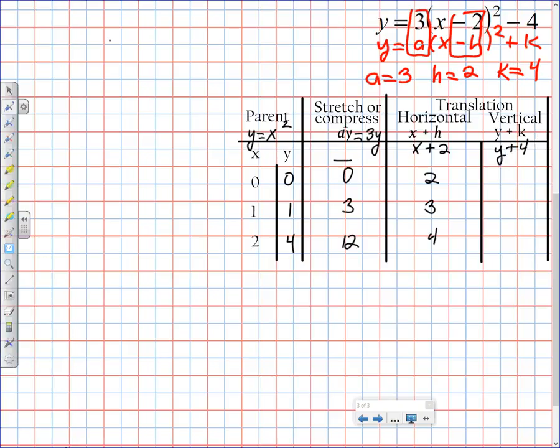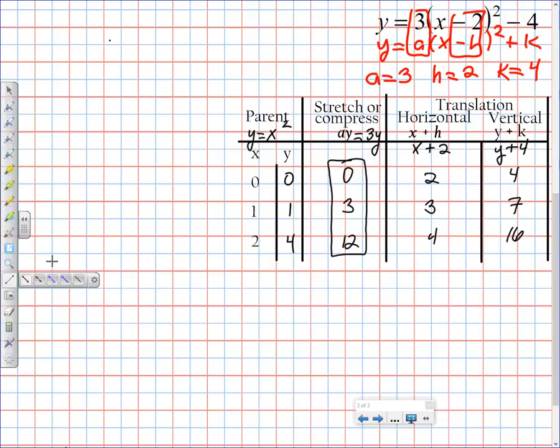Take the y values, you're going to add 4 to them. I'm going to be using the stretch y values, not the regular ones. So 0 plus 4 will give you 4. 3 plus 4 will give you 7. And 12 plus 4 will give you 16. Now x is 2, 3, 4, and y is 4, 7, and 16.